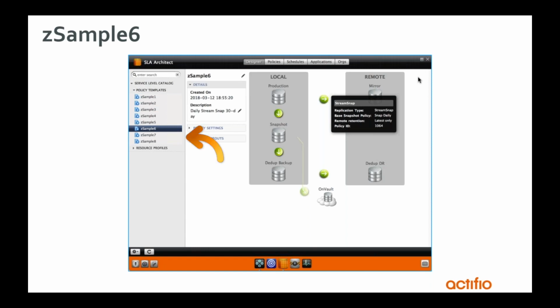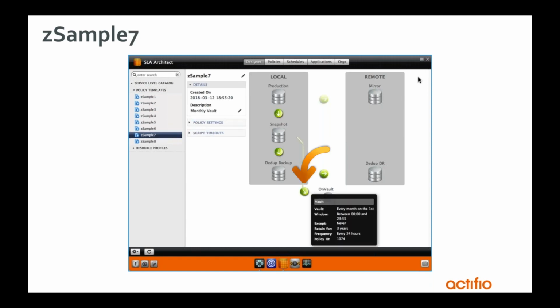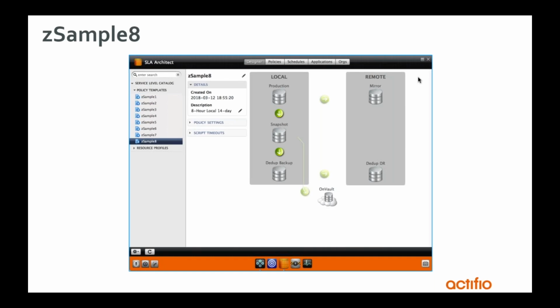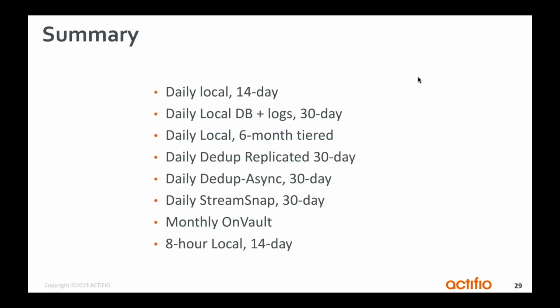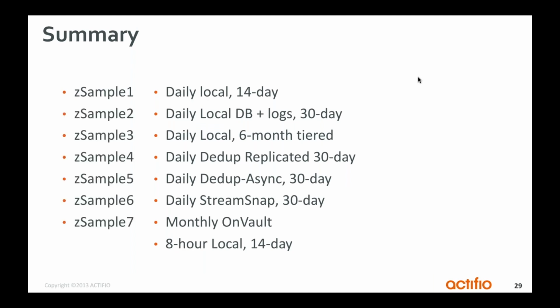Number 7 is our vault. It's a monthly policy with a 3-year retention period. And lastly, Z-sample 8 is an 8-hour replication policy with a 14-day retention. So of the 8 sample templates we've got, it's Z-sample 4 through 7 that cover remote replication? Yes, 4 for long-term dedupe replication, 5 for dedupe async, 6 for StreamSnap, and 7 for on-vault.